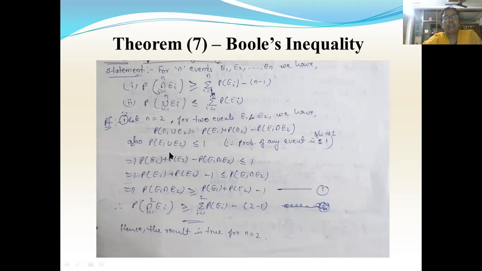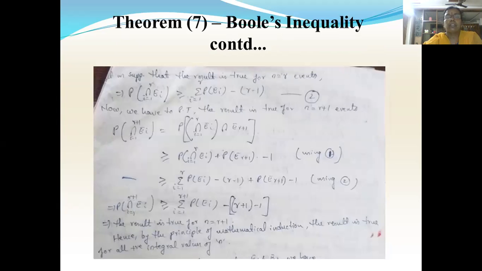In this generalized form, I can write it as P of intersection EI, I is from 1 to 2 because we have taken only 2 events, greater than or equal to summation P of EI, I is from 1 to 2 minus, I can write it as 2 minus 1. So now again this is of the first inequality form. It means the result is true for n equal to 2.